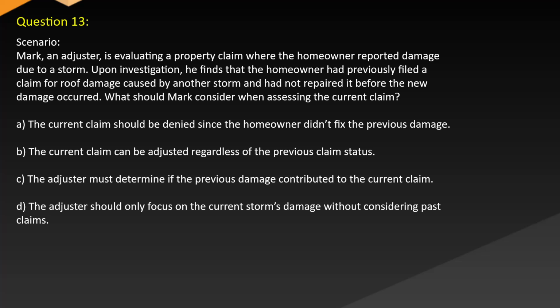A. The current claim should be denied since the homeowner didn't fix the previous damage. B. The current claim can be adjusted regardless of the previous claim status. C. The adjuster must determine if the previous damage contributed to the current claim. D. The adjuster should only focus on the current storm's damage without considering past claims.